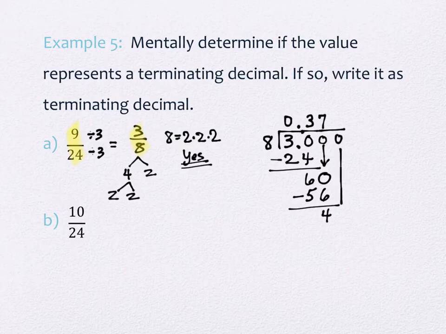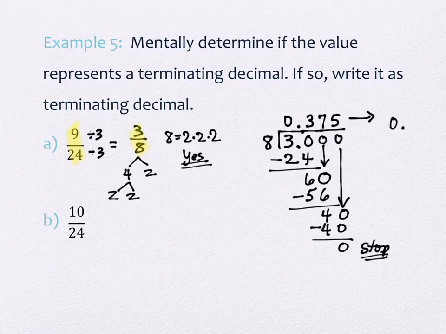We bring down a 0. They will end, that's the whole thing, we know it's going to happen. 8 goes into 40 5 times. And what is 5 times 8? 40. Once we get to a remainder of 0, this is my stopping spot. And the decimal that I got is 375 thousandths.